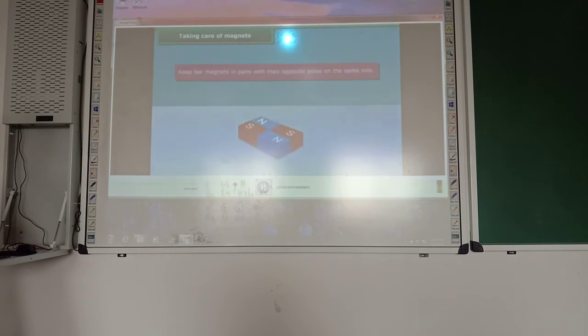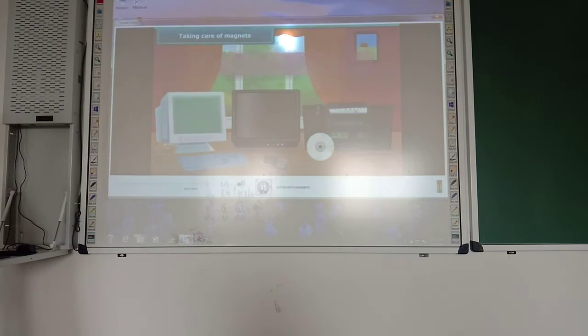Keep bar magnets in pairs with their opposite poles on the same side. Use wood to separate them. Keep a piece of iron across the poles of a horseshoe magnet. Magnets should be away from computers, mobiles, television sets.